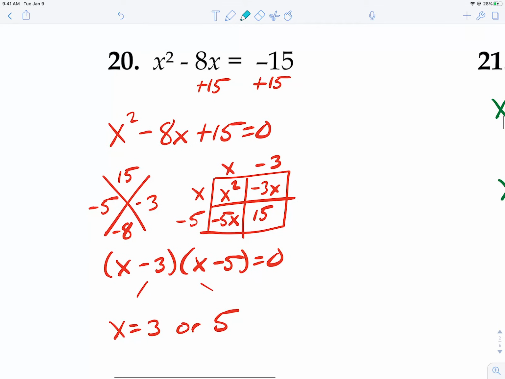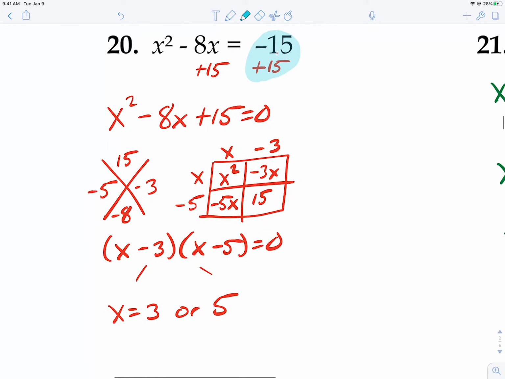Number 20, again, it didn't say equals 0, so I added 15 to both sides. This one is also factorable. The two numbers that multiply to 15 and add to negative 8 are negative 5 and 3. So I have x minus 3 times x minus 5 equals 0, so x equals 3 or 5.